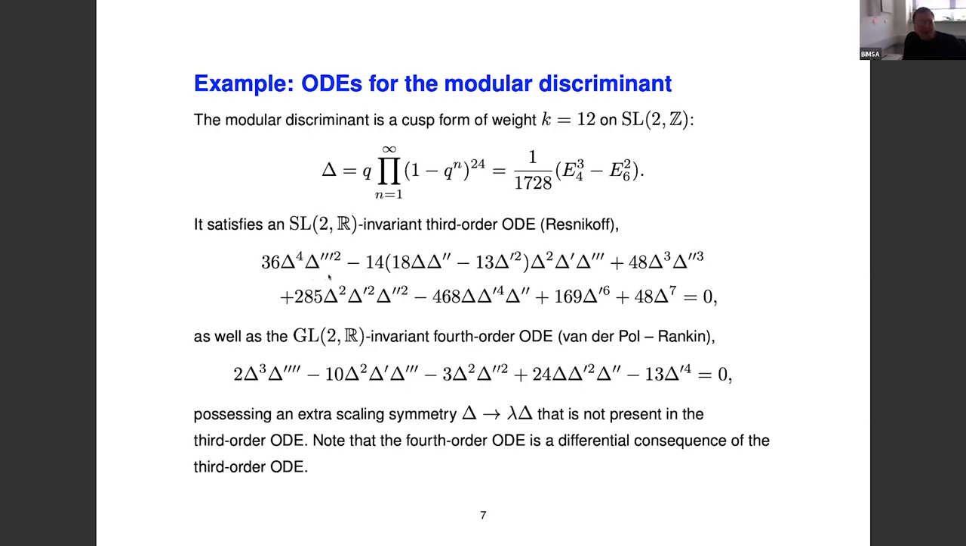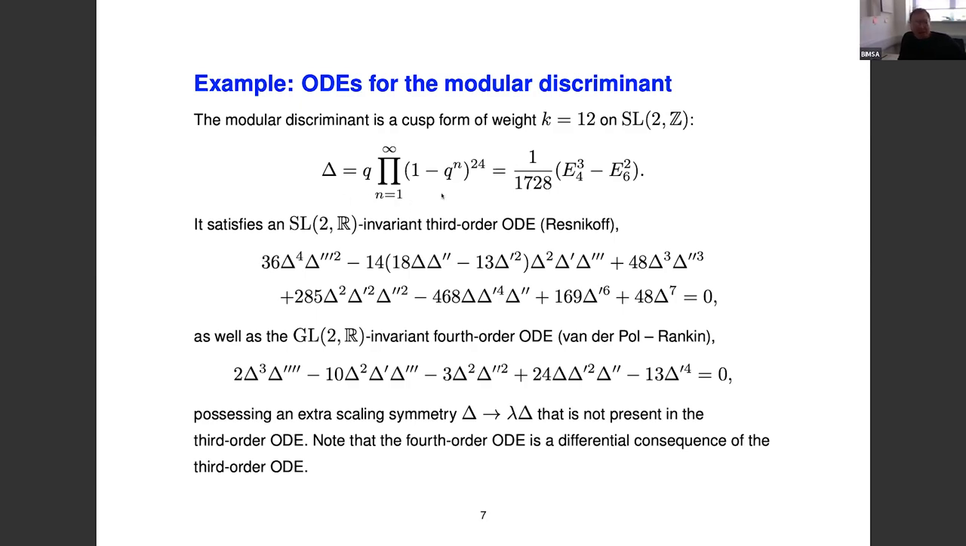The top derivative comes in the second power, delta triple prime squared. This equation is well known. It was obtained by Reznikov. It is SL2R invariant. If you calculate its point symmetry group, you get SL2R. And this SL2R acts on the solution space of this ODE with an open orbit, in a locally free way.